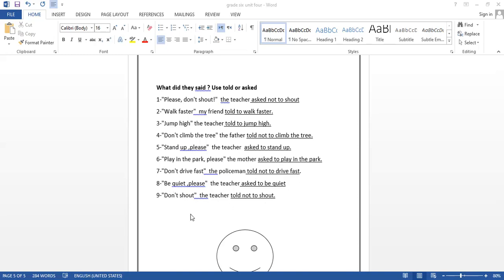Be quiet. For example, please, the teacher asked. We use asked because of please. To be quiet. Don't shout, the teacher said, or the teacher told, sorry, the teacher told not to shout.